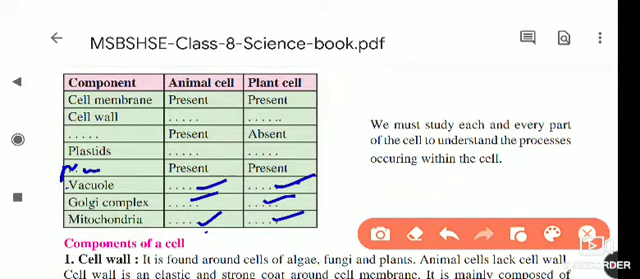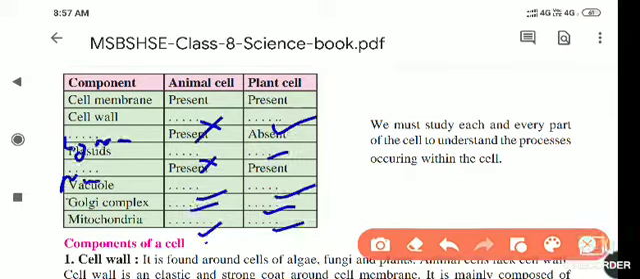So many things are common. Just refer to the figure I showed you. Plastids are present only in the plant cell, absent in the animal cell. I told you lysosomes are present in the animal cell but absent in the plant cell. Cell wall is present in plant cell and absent in animal cell. So you have to complete this chart by referring to the figure I just sent you.